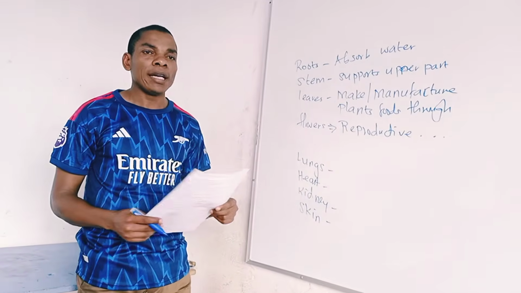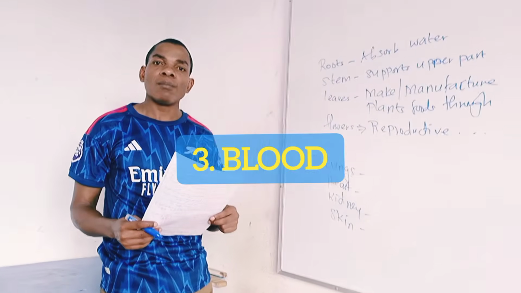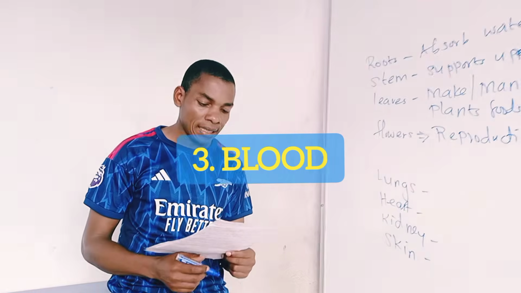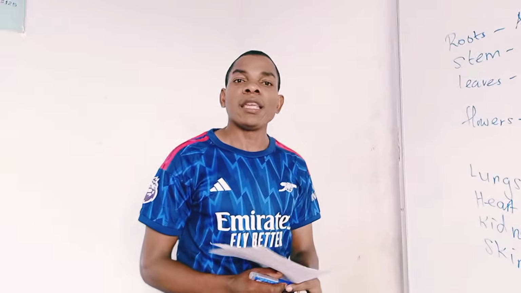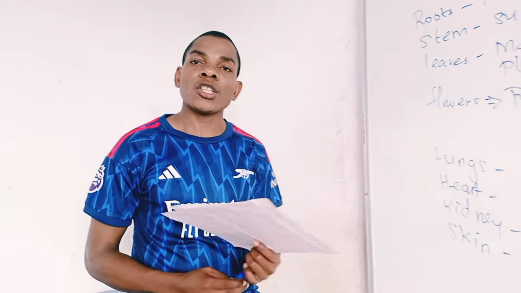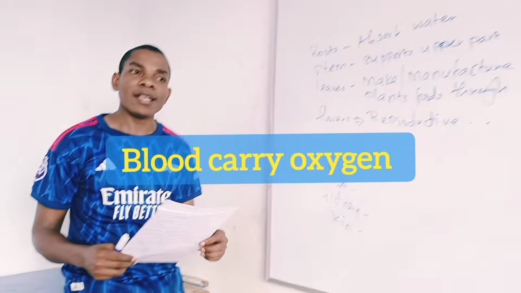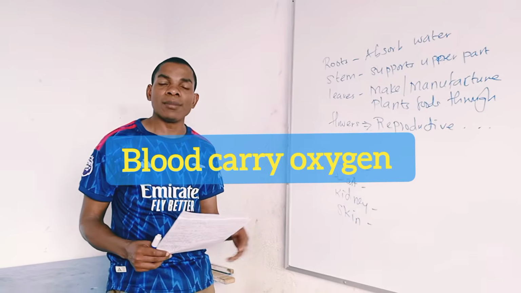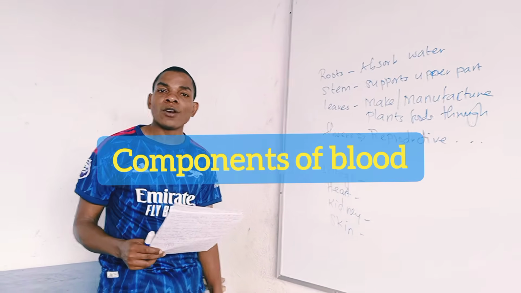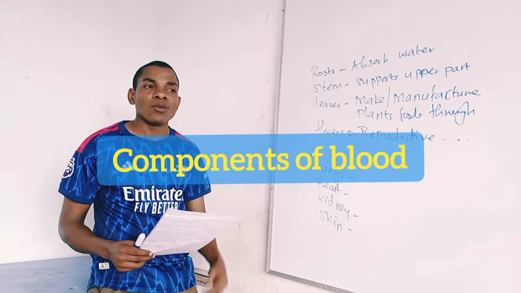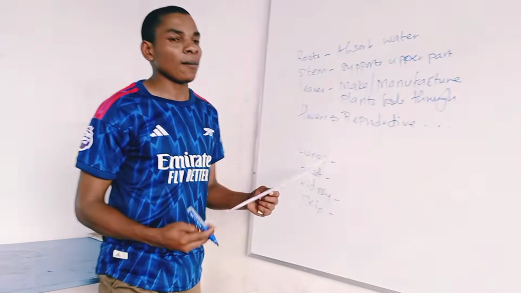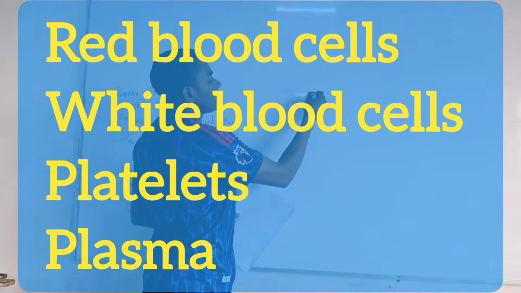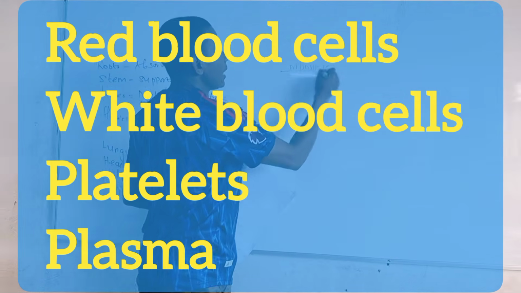Question 3 might come from the blood. Blood components. We have 4 components of blood. Remember, the function of blood is to carry oxygen and nutrients throughout the body. Then we have components of blood. We have red blood cells. So these are components of what? Components of the blood.